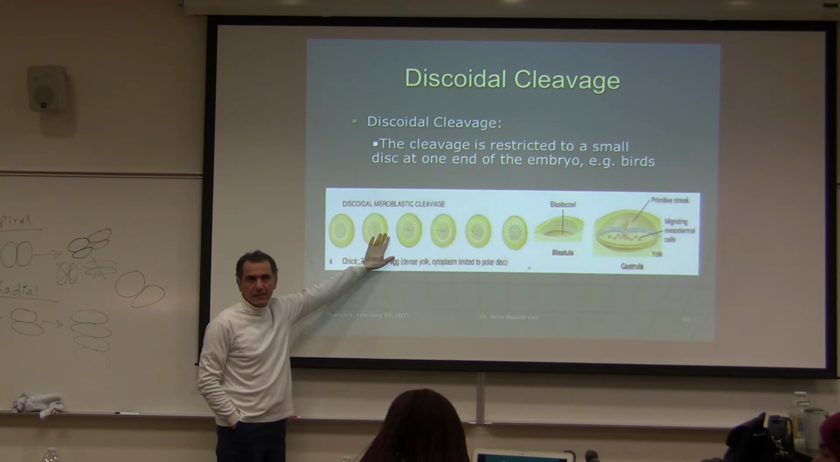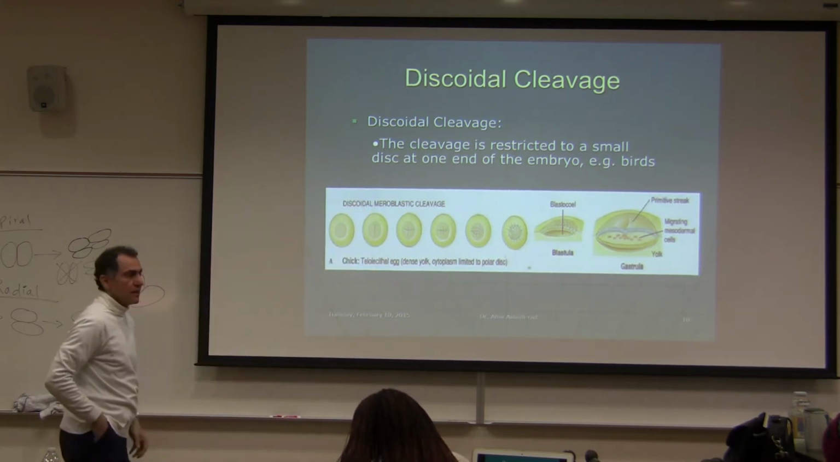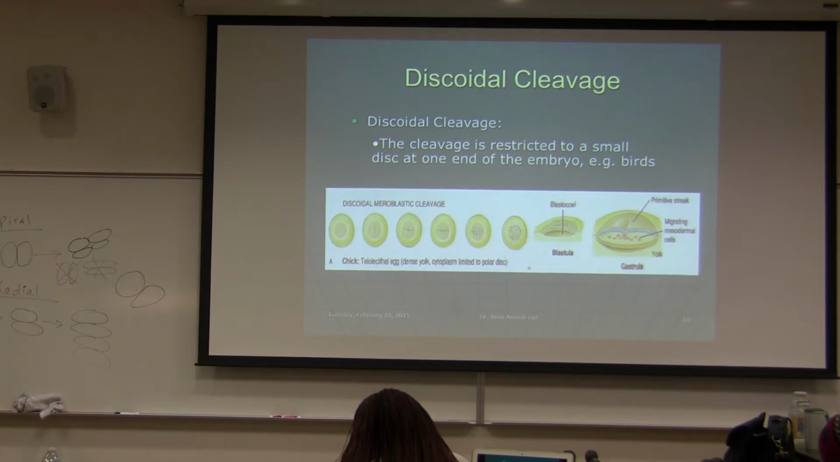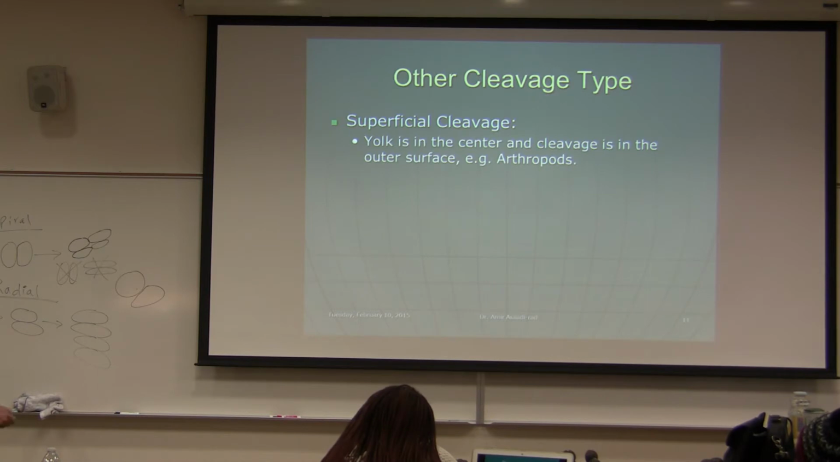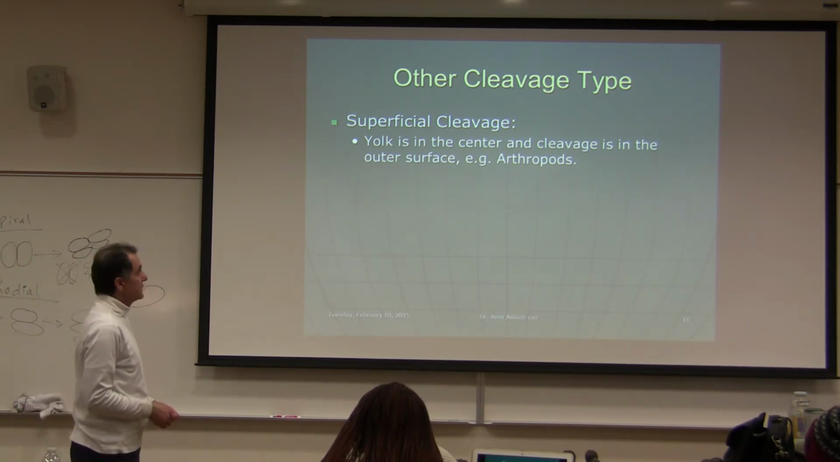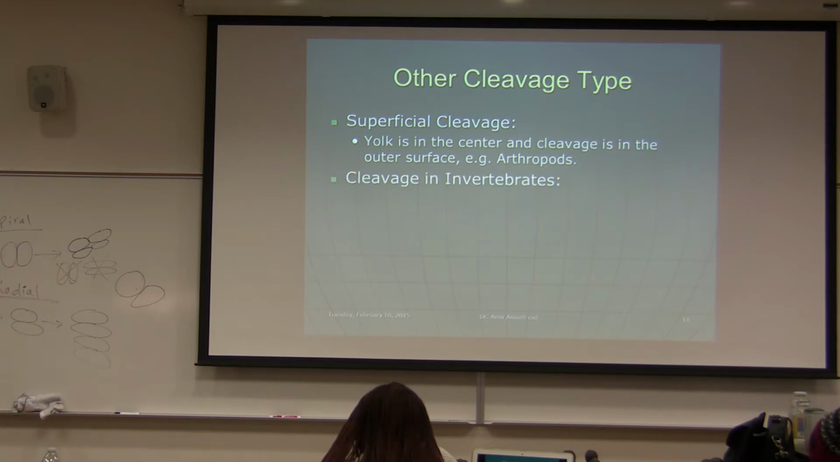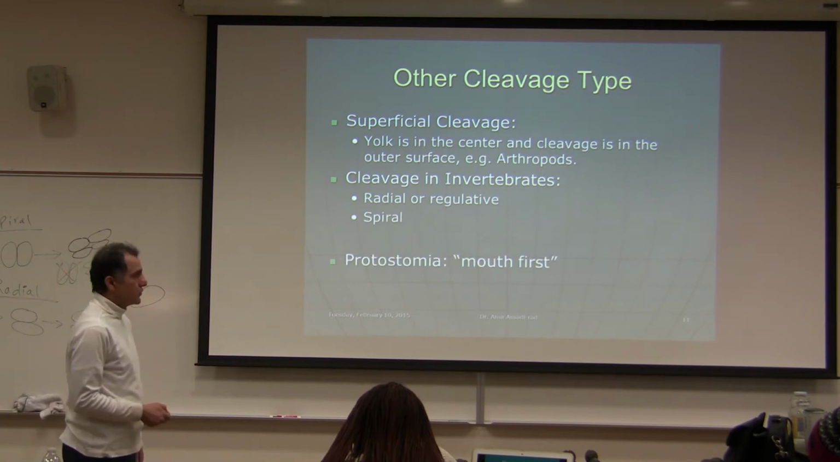It's meroblastic. The cleavage is not complete. Birds have so much yolk that it is a meroblastic type of cleavage. The other type of cleavage is superficial. Yolk is in the center, and cleavage is in the outer surface. An example of cleavage in invertebrates: radial or regulative, spiral, protostome, mouth first.